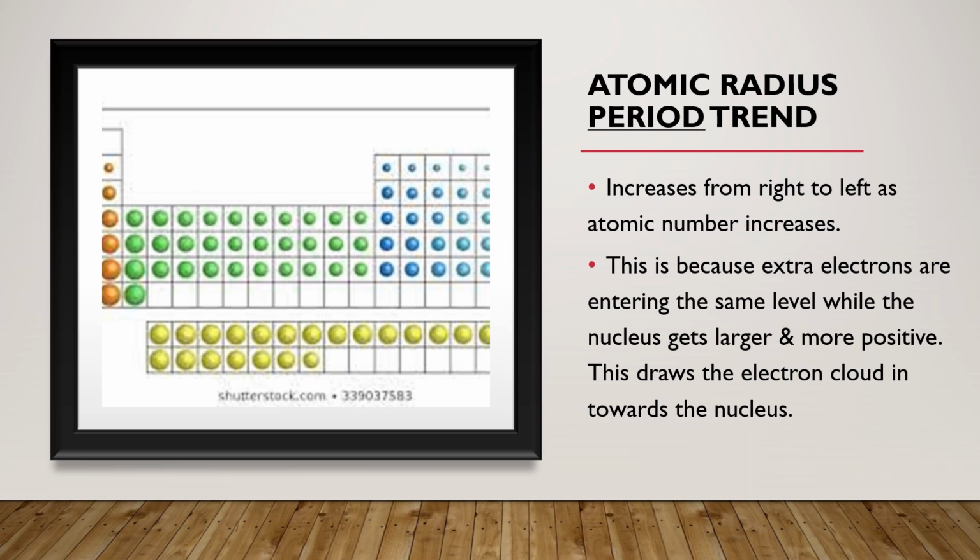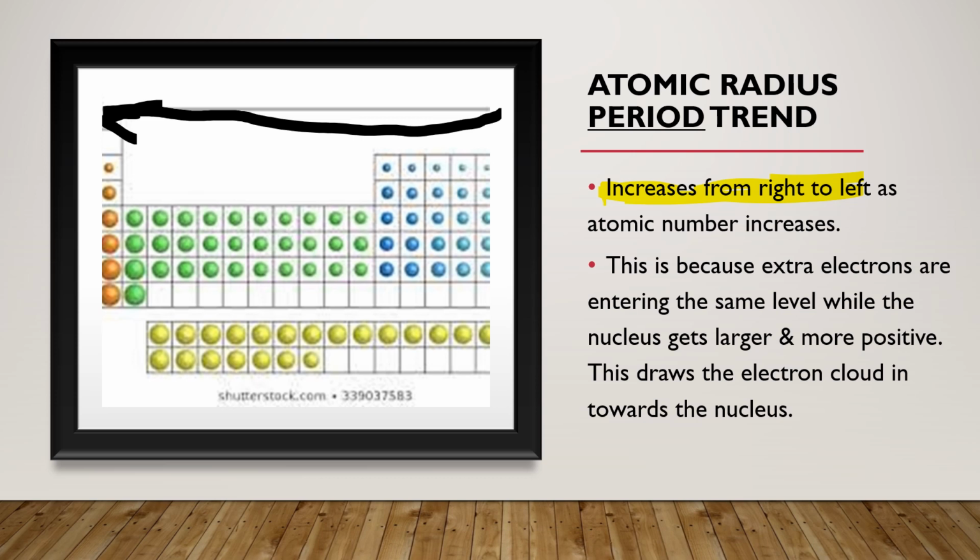Now let's talk about across a period. Now, the way that I do my arrows is a little different than a lot of people do because it just makes a lot of sense to me. I always go from right to left instead of left to right. So the atomic radius increases from right to left on the periodic table. So going this way, we get an increase in size.